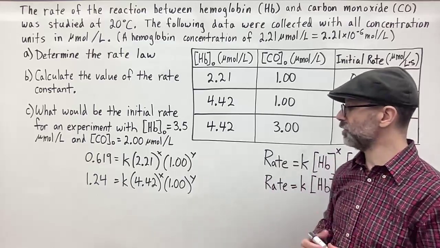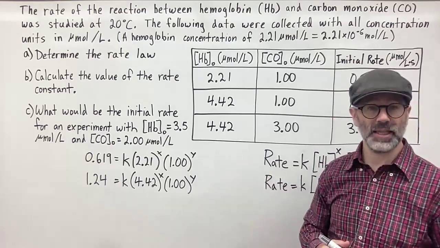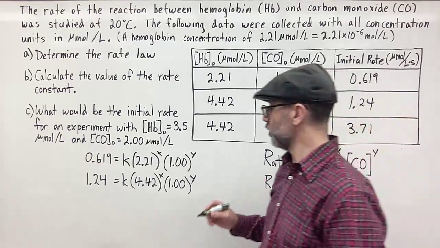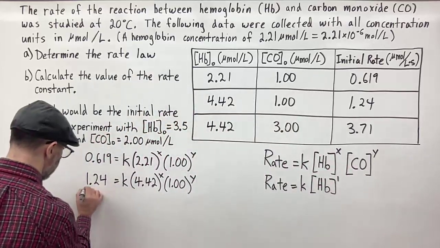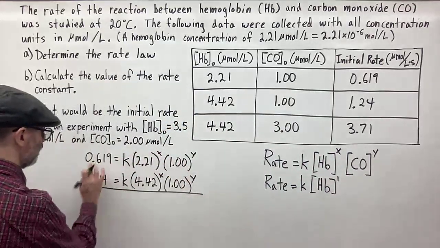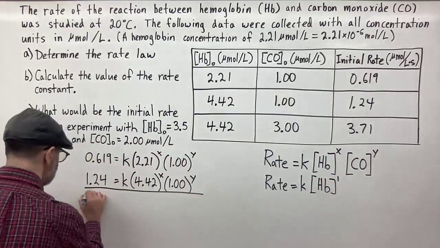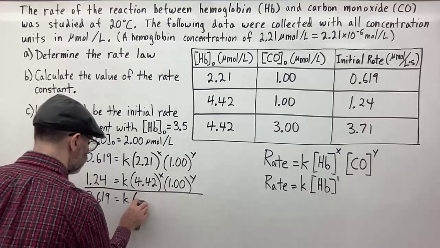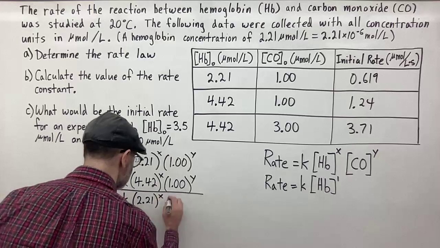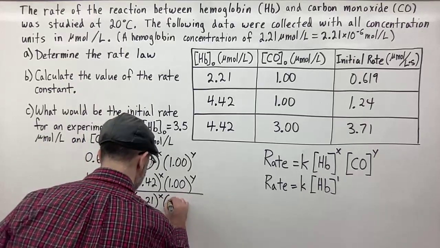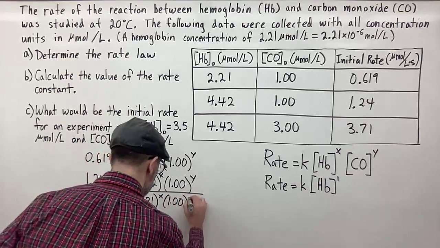So now what I can do is I can divide one equation by the other. So the easiest way to do it is take the larger, right? So here I have a larger amount, divide that by this smaller amount. So I'm going to take this and divide it by this. So I'll rewrite this. 1.24 is equal to K times 4.42 to the x, multiplied by 1.00 to the y.